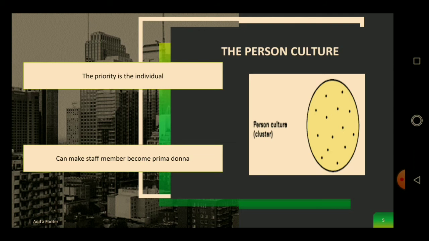Well, the last is the person culture. As the name suggests, the person culture gives priority to the individual's talents rather than the organization's purposes. The organizational idea behind this culture is that the individual talent must be serviced by some sort of minimal organization, but the evolution can make staff members become prima donnas, which could give rise to conflict. Okay, I think that's all about my explanation.